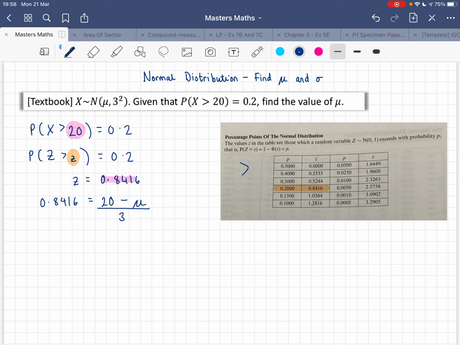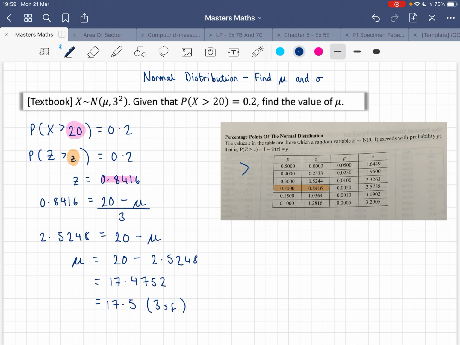So multiply by 3. I need to work that out. 0.8416 multiplied by 3 gives us 2.5248 is equal to 20 minus mu. I'm going to rearrange that to get mu is 20 minus 2.5248, which is 17.4752. If we round to 3 significant figures, it is 17.5.